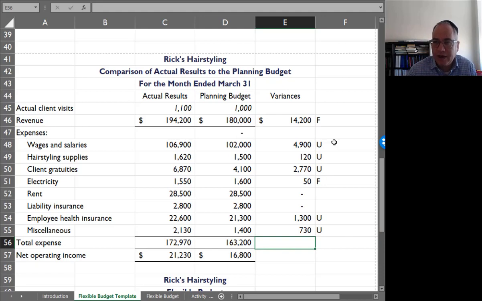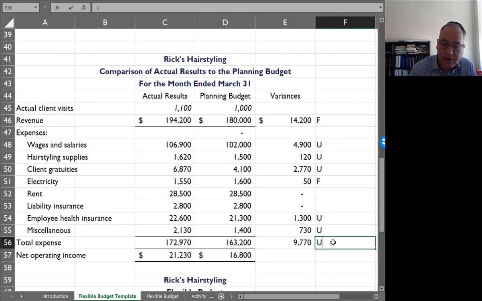And then total expense, you can't add these up because they're all made to be positive, so you're confounding plus and minus items. So all you can do is just take the difference in expense here, and you get 9,770. Expenses were $9,770 higher, and net operating income was $4,430 higher, so that's going to be favorable. So this is how the book would have you do it. I think I would set it up a little bit differently, but anyway, this is how they're saying to do it.